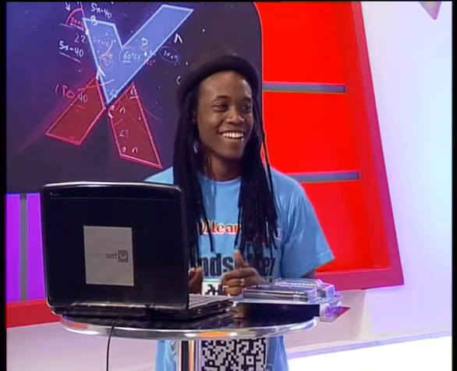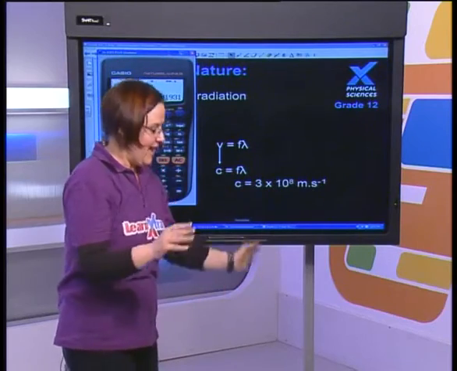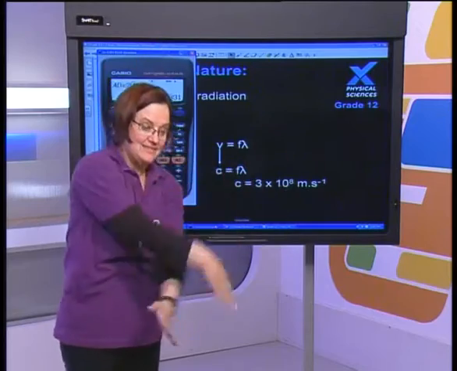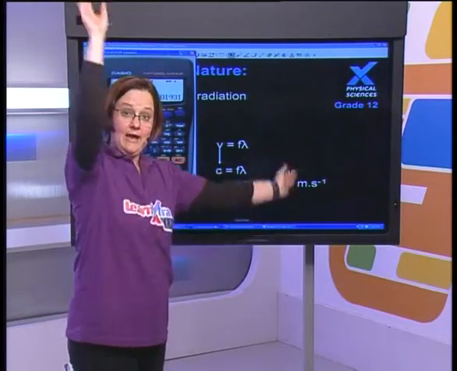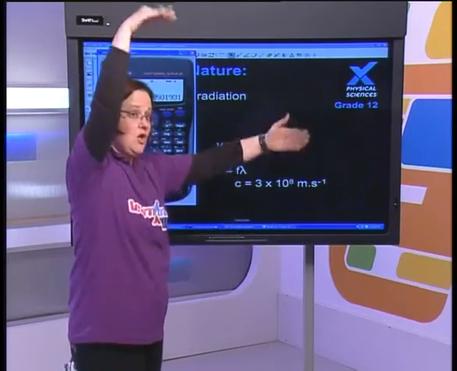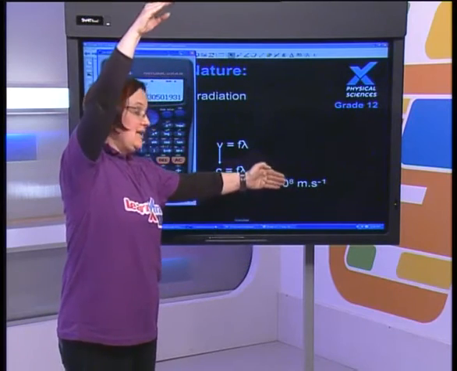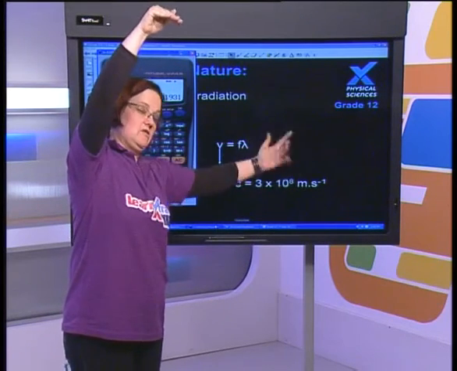Okay, so the magnetic field goes up and down, and the electric field goes sideways. So you've got this happening: one is vertical, one is horizontal, but they happen at the same time. As the magnetic field reaches its crest, the electric field reaches its crest.